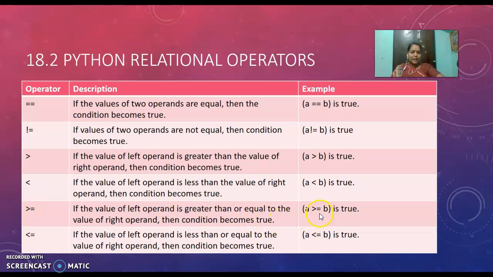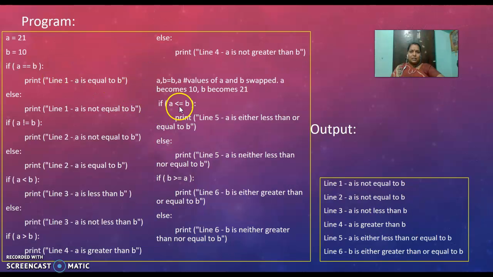Next, greater than or equal to. If A is greater than or equal to B, this will return the value true, or else it will return false. Next, less than or equal to. If the left hand side operand A is less than or equal to the right hand side operand B, this will return true, or otherwise false. Now this is the example program, and this is the output for this program.